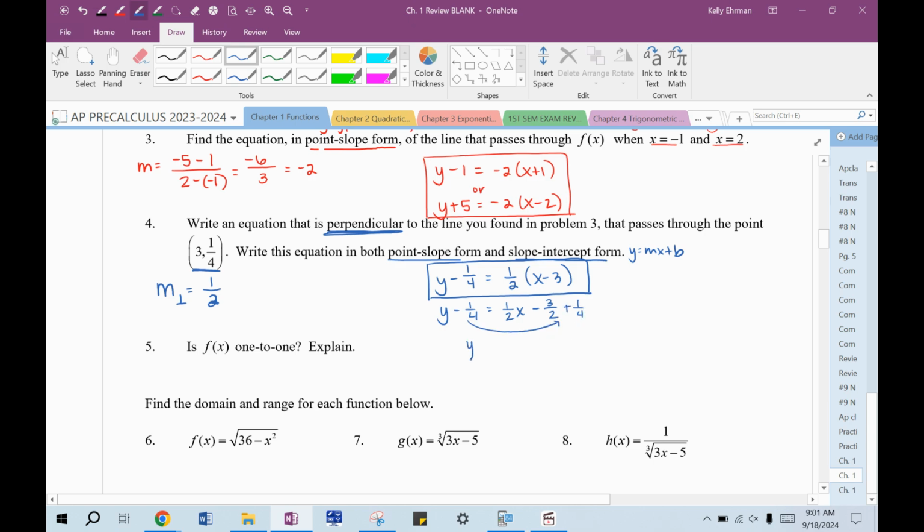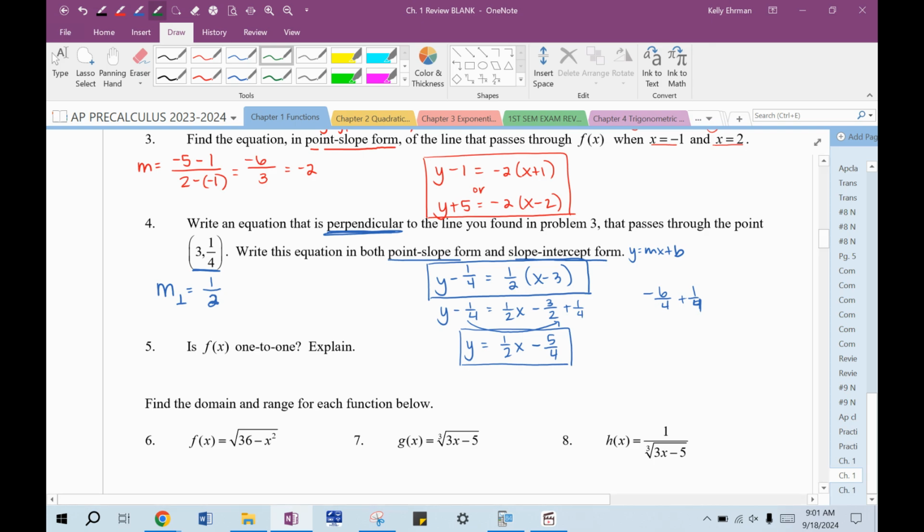And then to get the b value, you have to add 1/4 over to this side. Right? So we get y equals 1/2 x. And then how do I do -3 over 2 plus 1/4? Remember, you have to get a common denominator. So multiply 3 over 2 by 2 over 2. -6 over 4 plus 1 over 4 equals -5 over 4. So you have to solve the point slope equation for y in order to get the form y equals mx plus b.